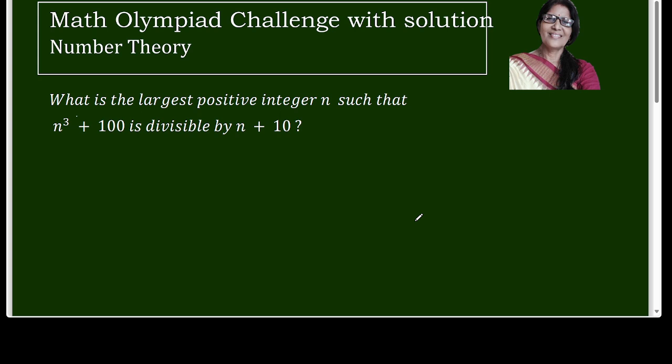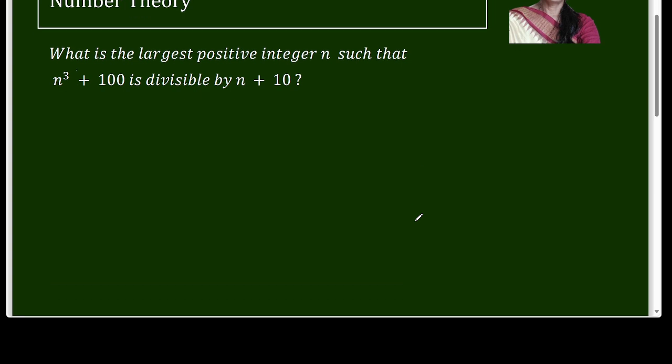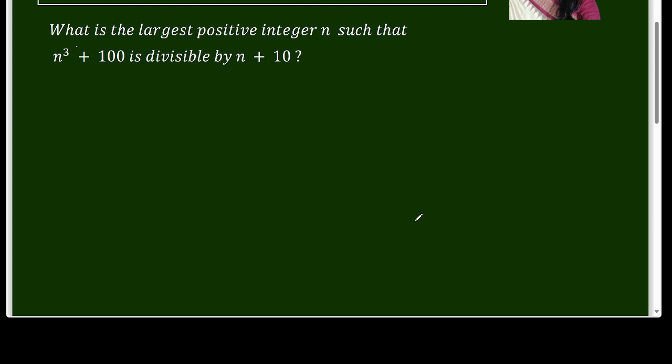Today we'll discuss a question based on number theory. What is the largest positive integer n such that n cube plus 100 is divisible by n plus 10? That means if we use Euclid's theorem, then n plus 10 is the GCD of n cube plus 100 and n plus 10.